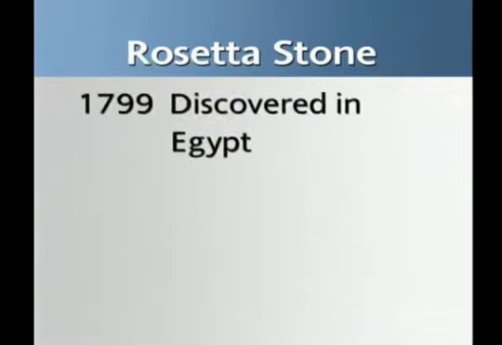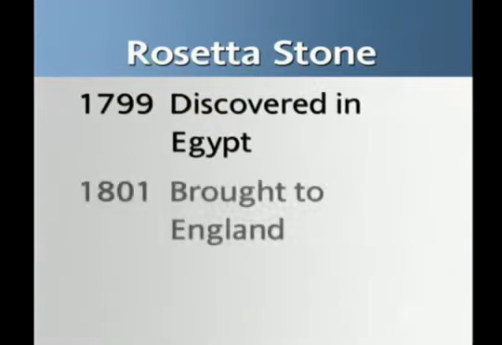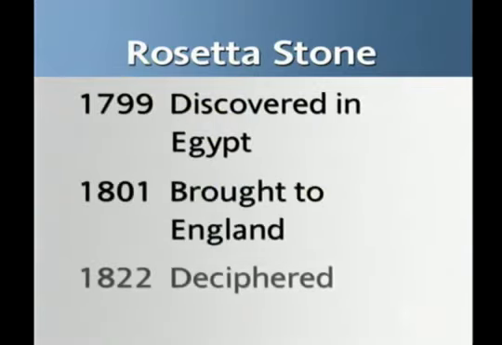It didn't come easy, by the way. The Rosetta Stone, discovered in 1799 during the campaign, brought to England in 1801, was not deciphered until 1822. 1822. It was a long haul, right? But he finally did it. And for the first time, the records of ancient Egypt could be read, thanks to Napoleon and Champollion. Now, what I'd like to do is to show you just how the language worked.